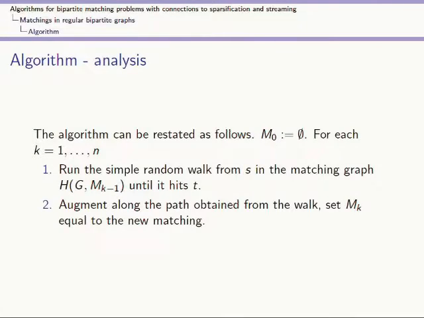Well, our algorithm can be formulated in a very simple way in terms of this matching graph. So what we're doing is the following. We're starting with the empty matching, and then repeatedly, we run a simple random walk from the source in this matching graph, and wait until it hits the sink. Once we have the sequence of steps, we augment using the path that we obtained from it.